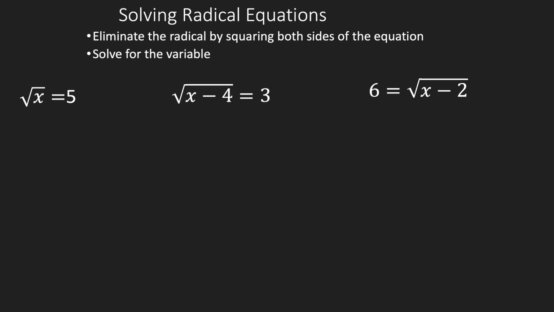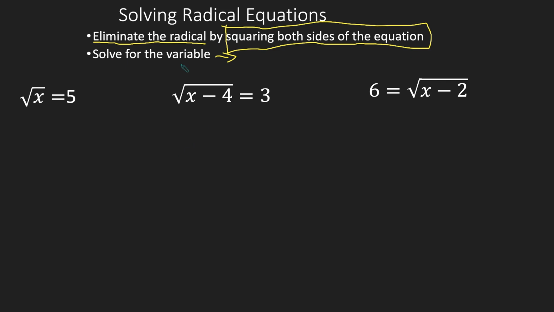Hello everyone. Today we're going to be solving radical equations. Now when I say a radical equation, notice that all of my equations have a square root symbol on one side. So it's either on the left or it may be on the right. Now when you have to solve a radical equation, we must first eliminate the radical. And to do that, you need to square both sides of the equation. Now, once you've done that, you're going to solve for the variable.